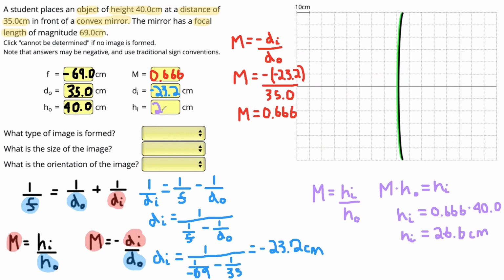Which I can add in here. Okay, awesome. So we've used those equations to calculate all of our variables. Last thing to do is answer these questions and figure out what these numbers actually mean. So the type of image formed, this is told by the distance of the image. Since it's negative, that's telling us we have a virtual image formed.